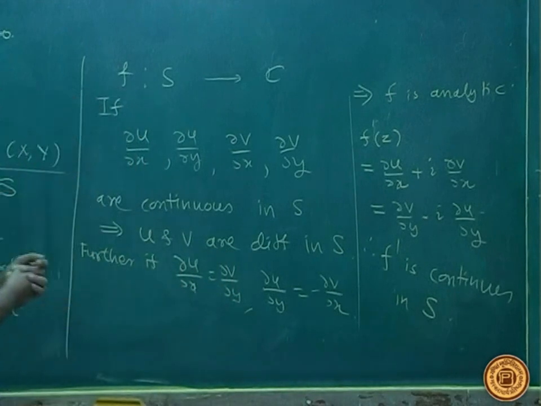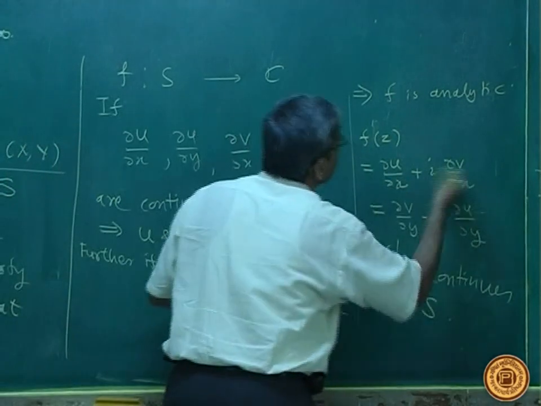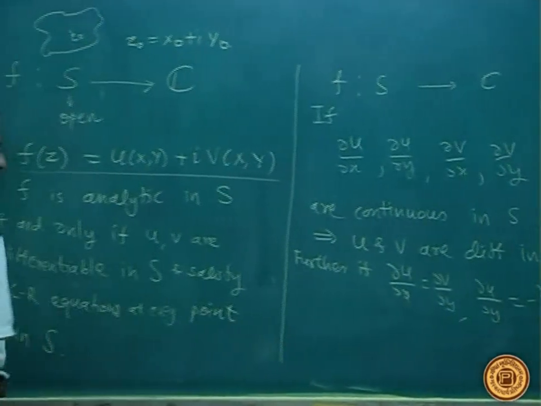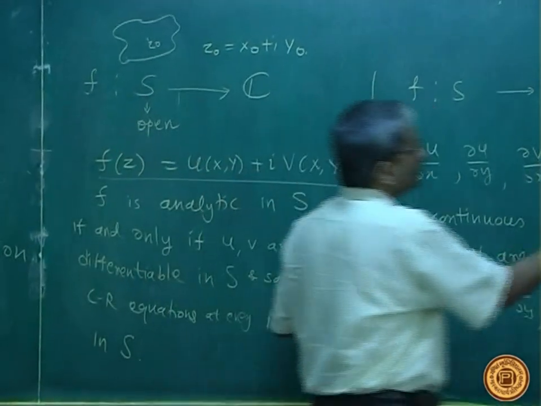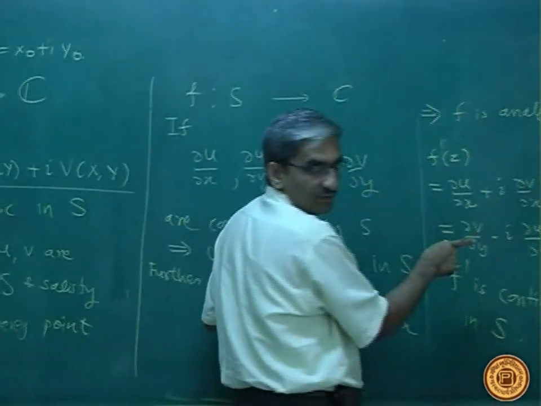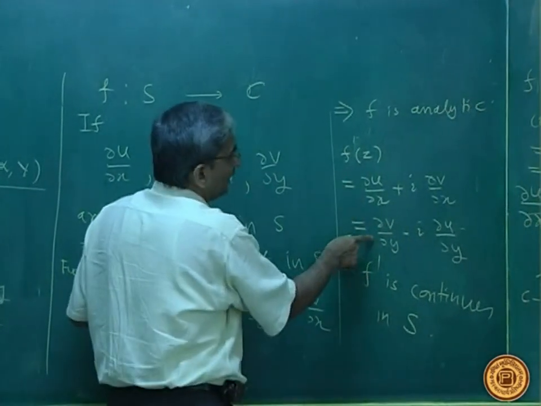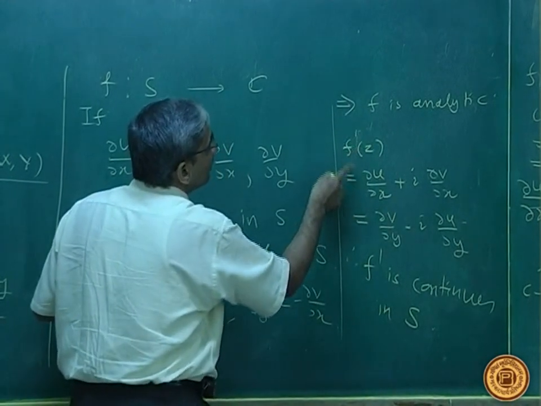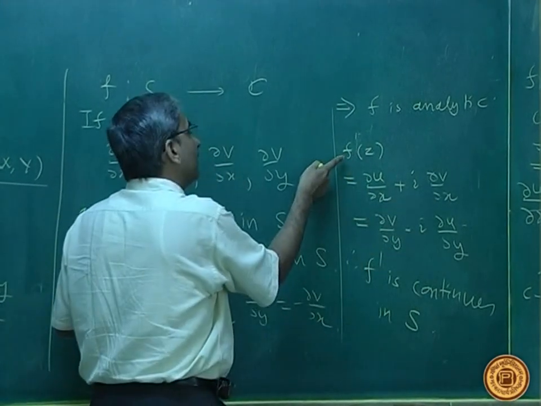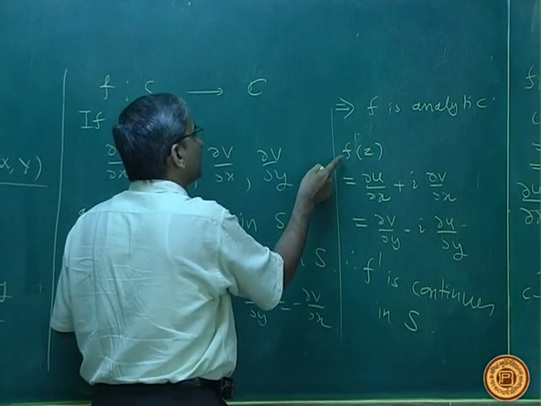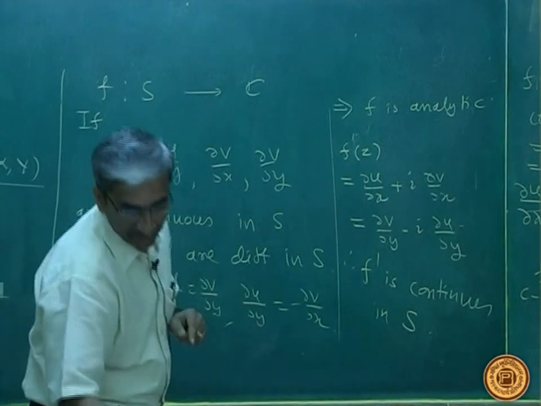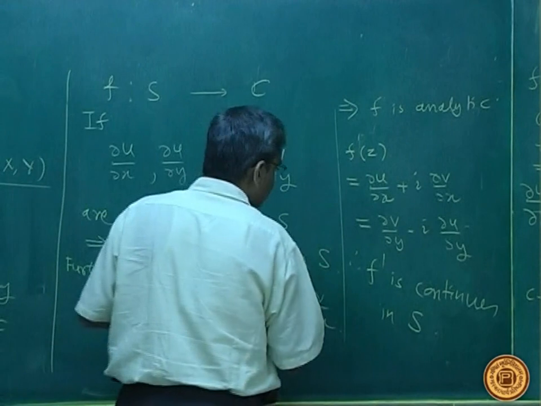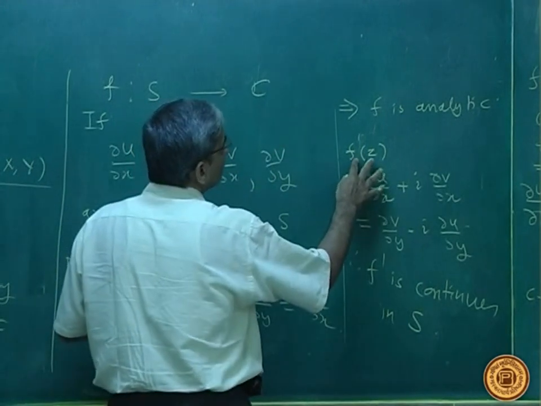F dash is naturally this, because f is analytic, then u and v are differentiable and satisfy Cauchy-Riemann equations, that is given. So f dash you can write like this, ∂u/∂x plus i times ∂v/∂x, and also you can write like this. Both the expressions we need now, because f dash is equal to this. Now f dash is given to be continuous. F is analytic and f dash is continuous, that is our assumption now. If f dash is continuous, then this function is continuous.